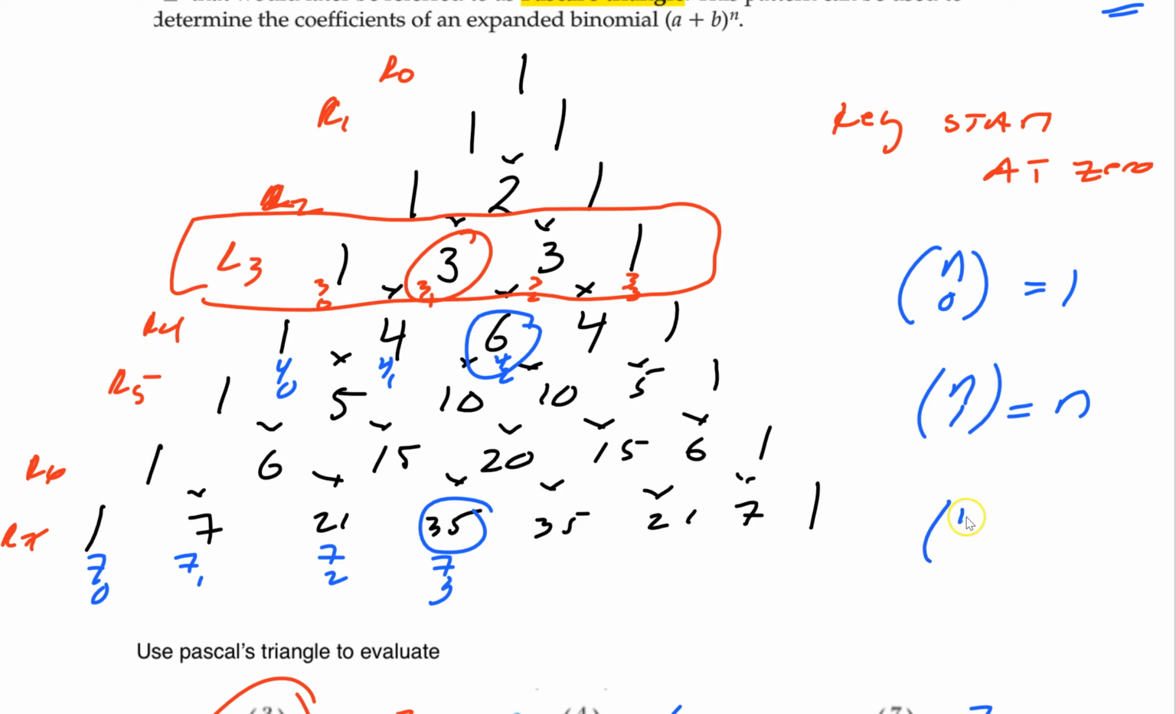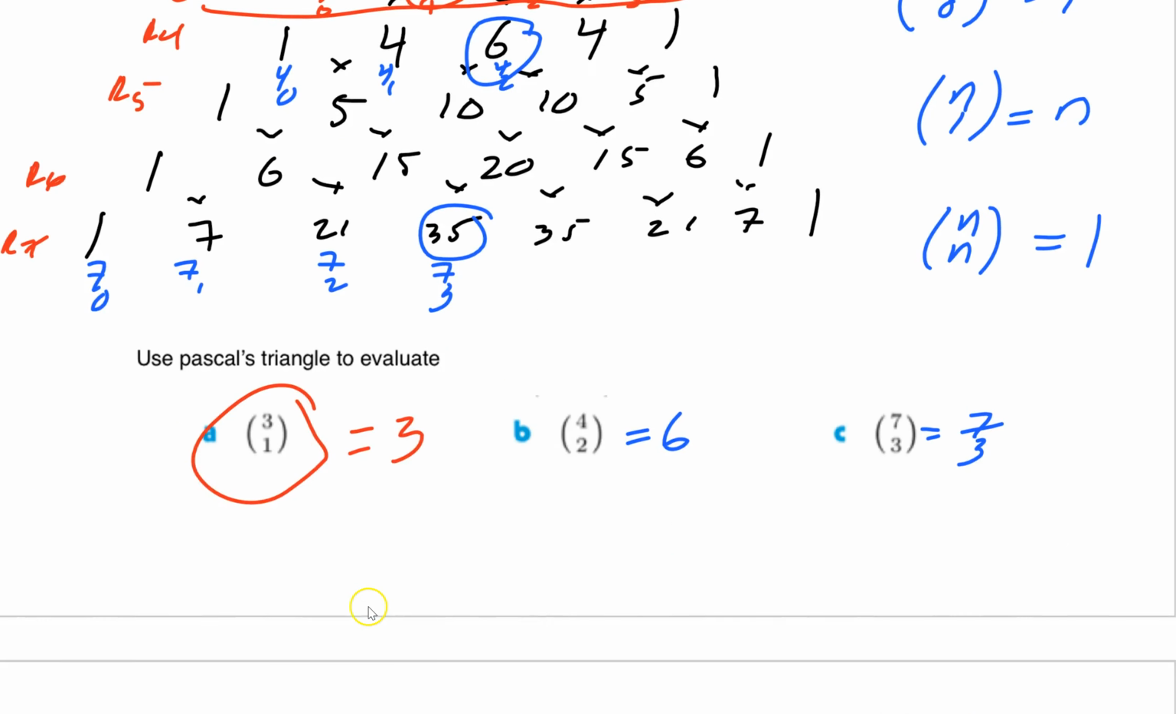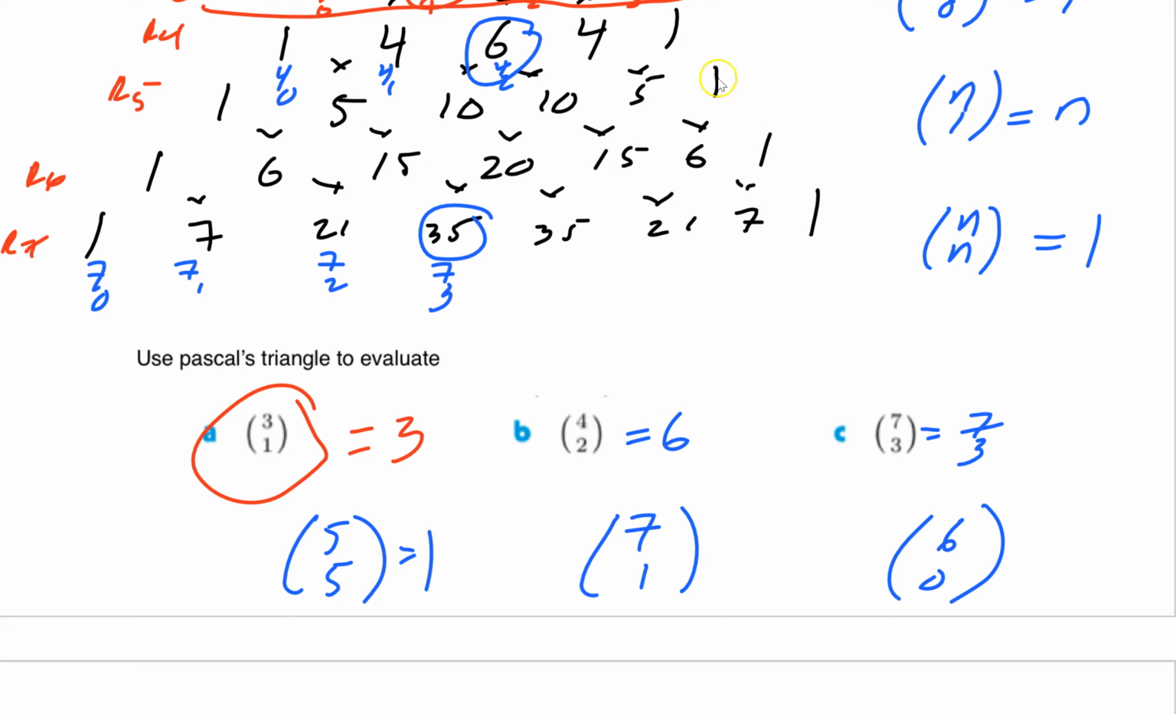And likewise, if you ever see n over n, well, that's just the last value in the row. So that's also just 1. So there's some little shortcuts, so that you can know that 3 over 1 is automatically 3. If I gave you, for example, 5 over 5, or 7 over 1, or 6 over 0: 5 over 5, they're the same, automatically 1 because it's the last value in the row. 7 over 1 is always the top number. And anytime you're over 0, it's automatically 1. So there are some shortcuts.